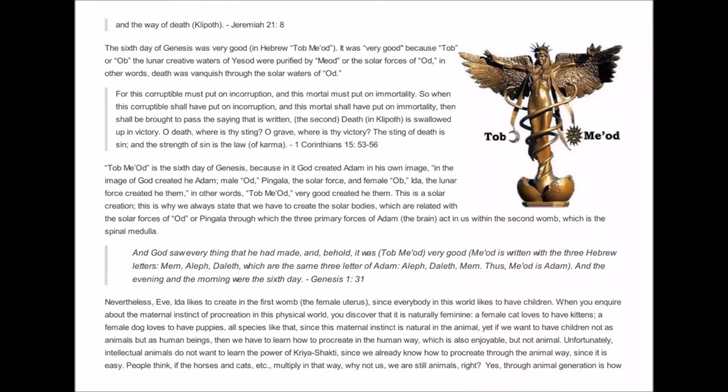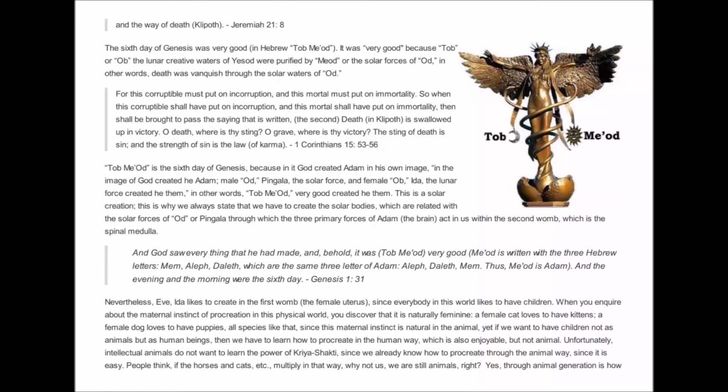So when in the beginning God said, let there be light, and there was light, it says after that, and God saw that that light was good. Tob. You see? It was Tob in Hebrew.